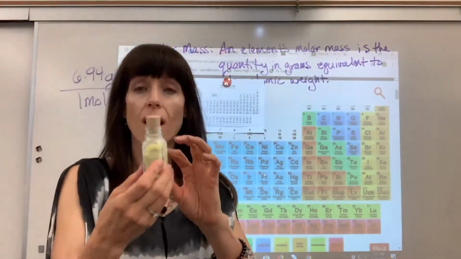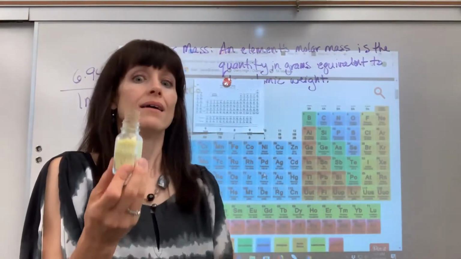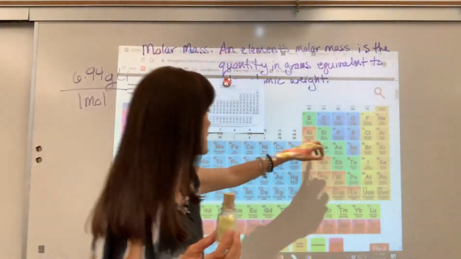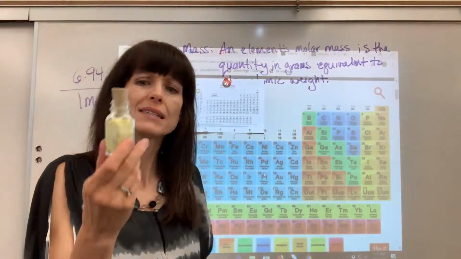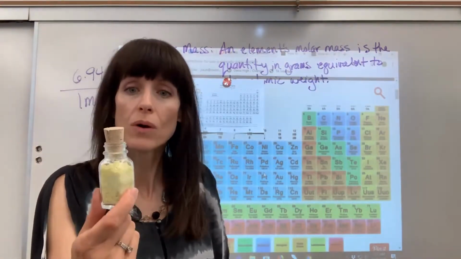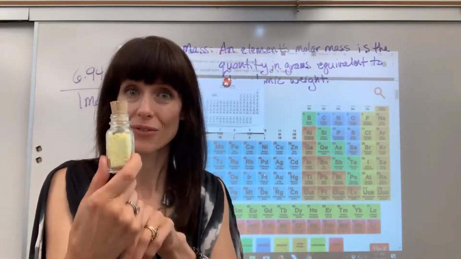So if I were to empty all of this sulfur onto a scale, how much would it weigh? 1 mole of sulfur weighs 32.06 because the periodic table tells me. Now, if I extended it and I said, well, how many sulfur atoms are in here? You've got it. It's 1 mole, so there's 6.022 times 10 to the 23 sulfur atoms.